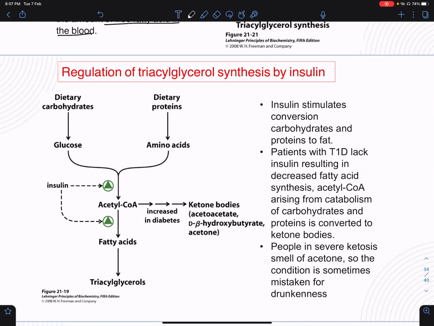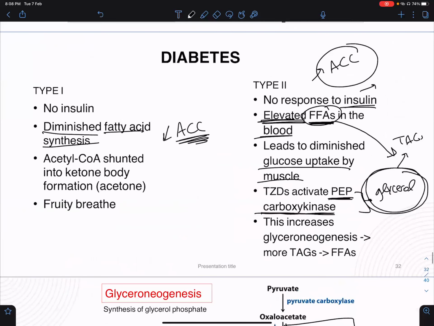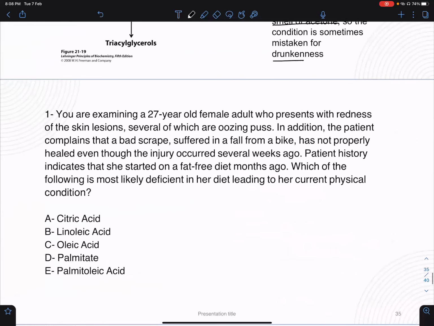Patients with type 1 diabetes have decreased fatty acid synthesis, okay? And the acetyl-CoA gets converted into ketone bodies, which is what causes the fruity or alcoholic kind of smell of the breath. So it can cause them to be mistaken for being drunk because of the alcohol smell. So this is all for diabetes. Any questions on these two? Okay, I'll take that as a no. Let's move on to questions.